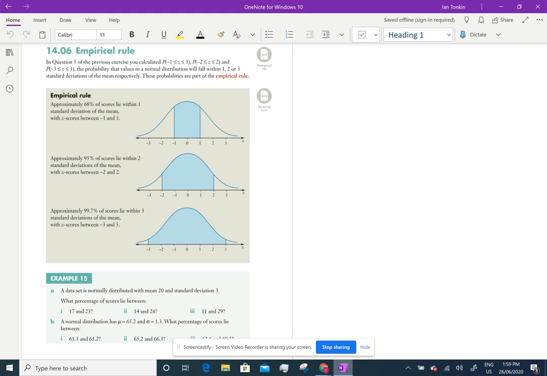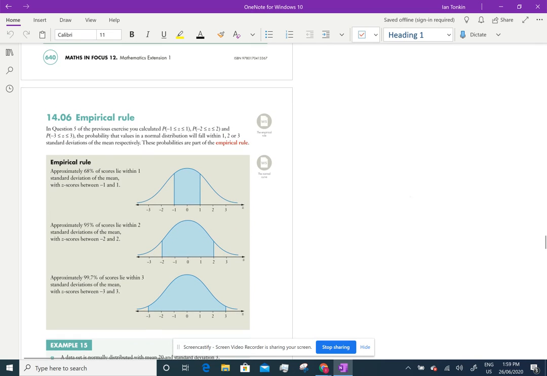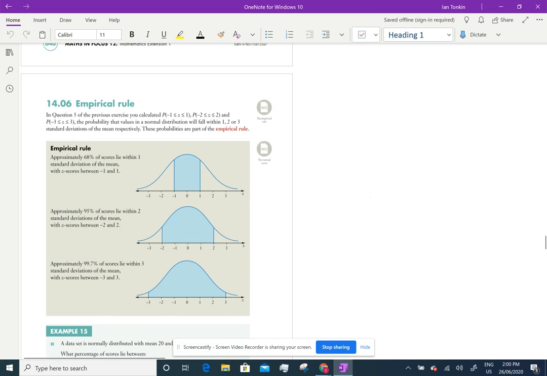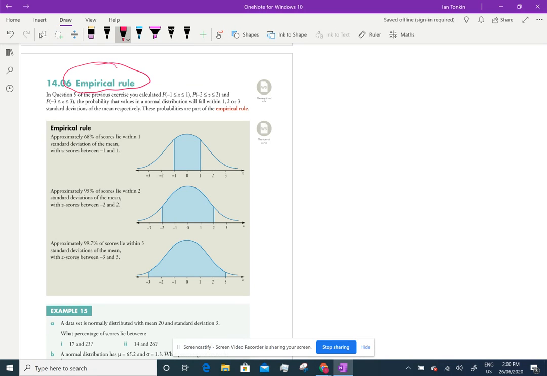Okay, Year 12, I'm going to go over the work for exercise 14.06, and it has to deal with the empirical rule. Now, in the last exercise, we used a table to calculate the probabilities within a certain range of data. And now that we're talking about the normal distribution, we can use a thing called the empirical rule, which is down here.